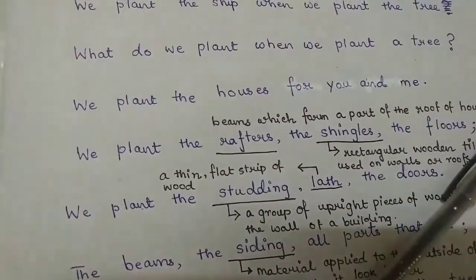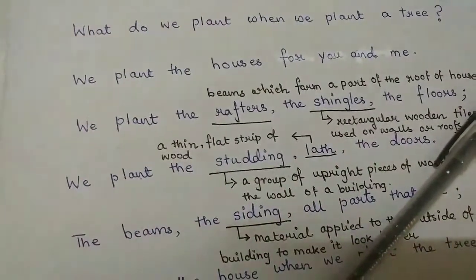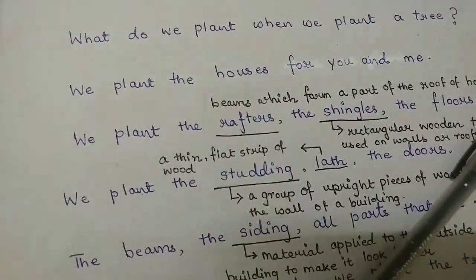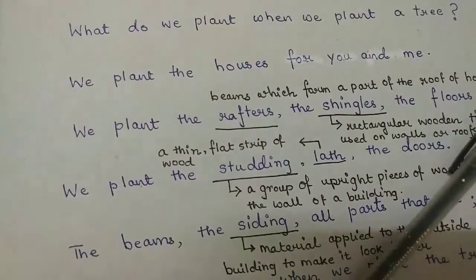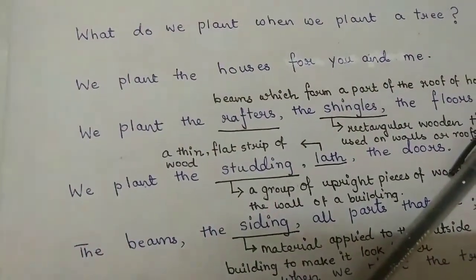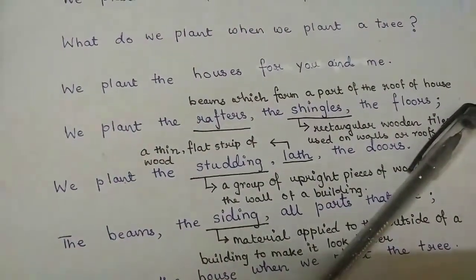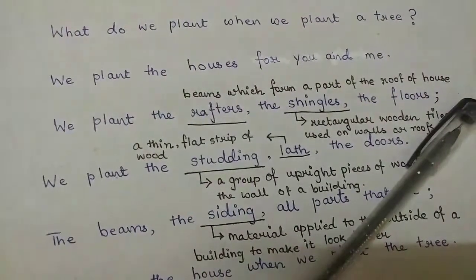Now, in the next lines, what is the poet telling? What do we plant when we plant the tree? So we understand that planting a tree for building the ships, can it be the only purpose? No, there must be some other reasons too. Let's see what else the poet is telling. We plant the houses for you and me.